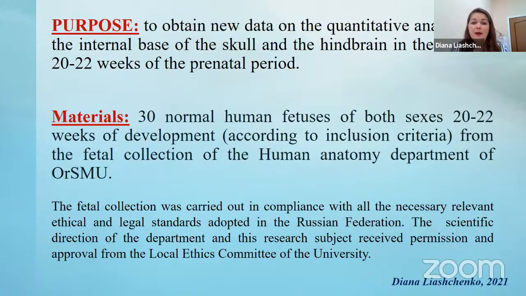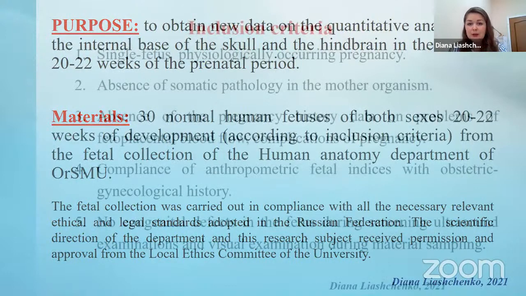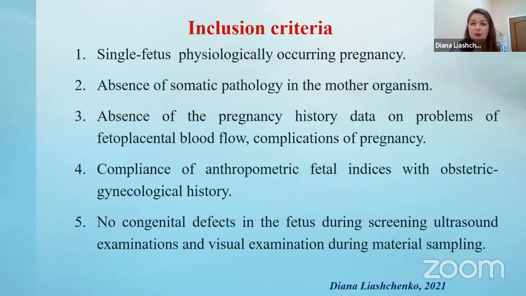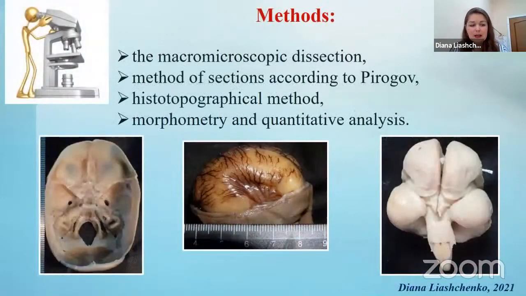What materials? Heads of 30 normal human fetuses of both sexes. I will not repeat what I said today in the first report about inclusion criteria and local ethical committee permission, but I want to tell you that we tried to include in this sample only heads which have no deformation of skull, due to the cartilage structure of some bones in this period, and no deformation of brain. We use the same methods as always in our fetal anatomy studies.